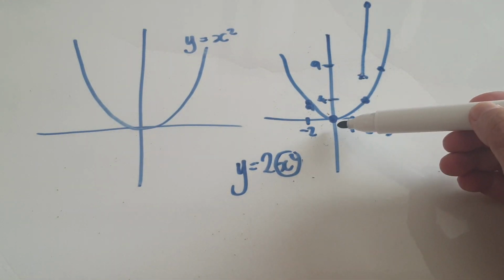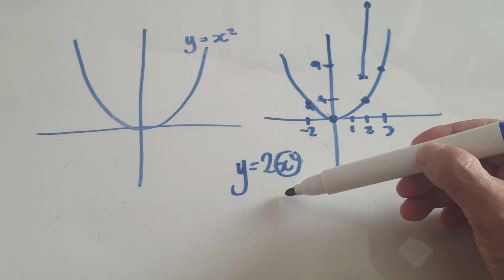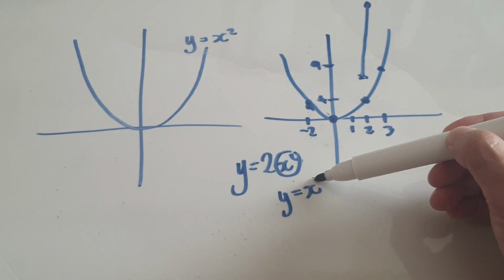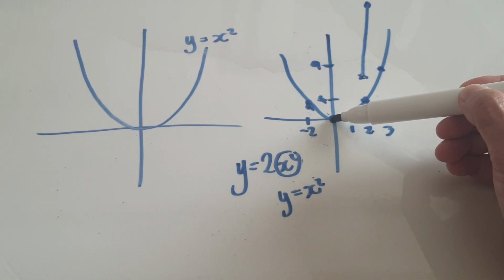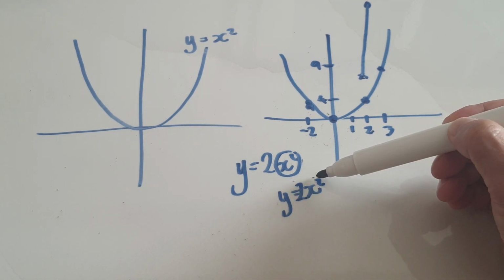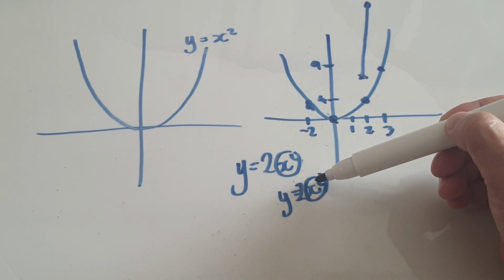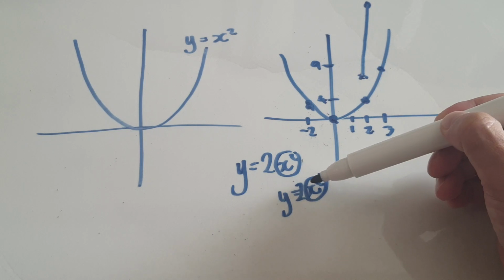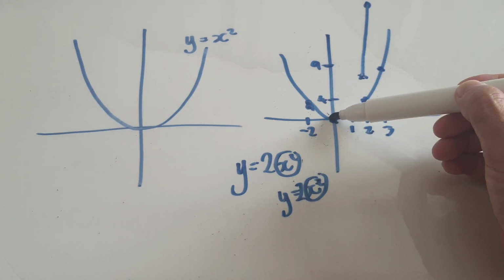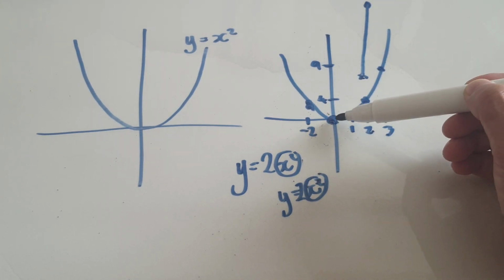Let's look what happens when it's 0. Normally y equals x squared looks like this. It would be 0. But when you have a 2 in there, 0 squared would be 0. Times 2 would be 0. So this remains stationary, it stays still.